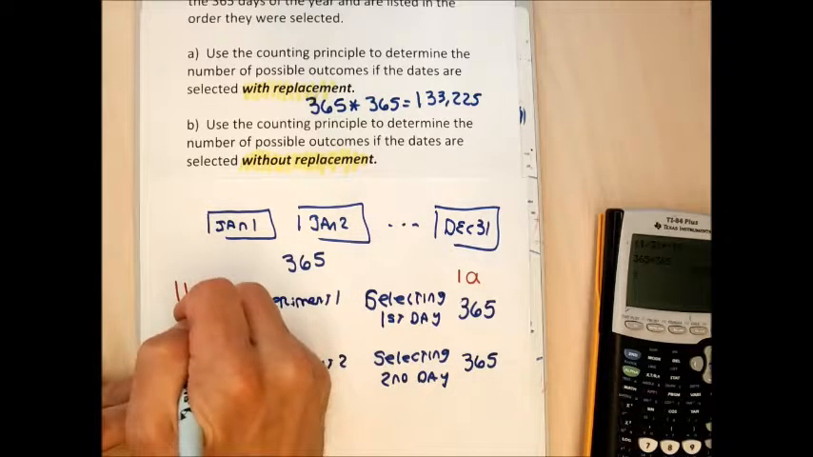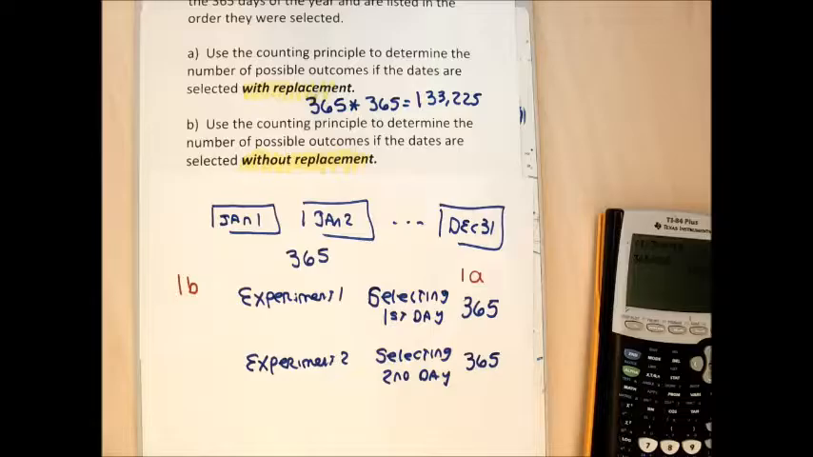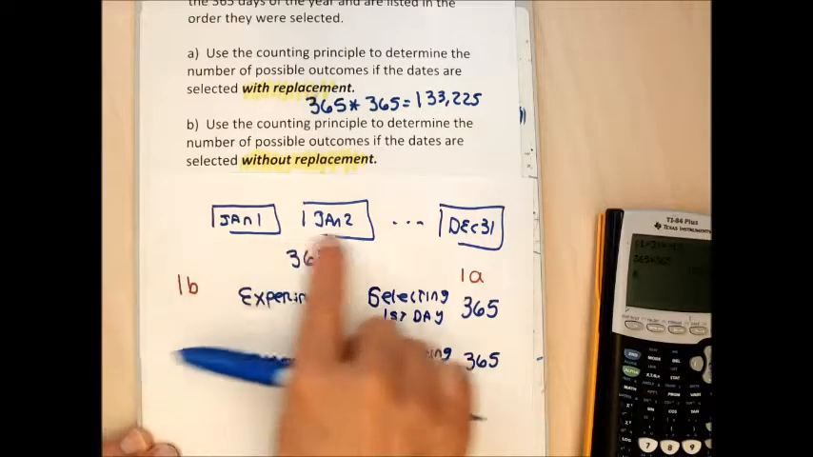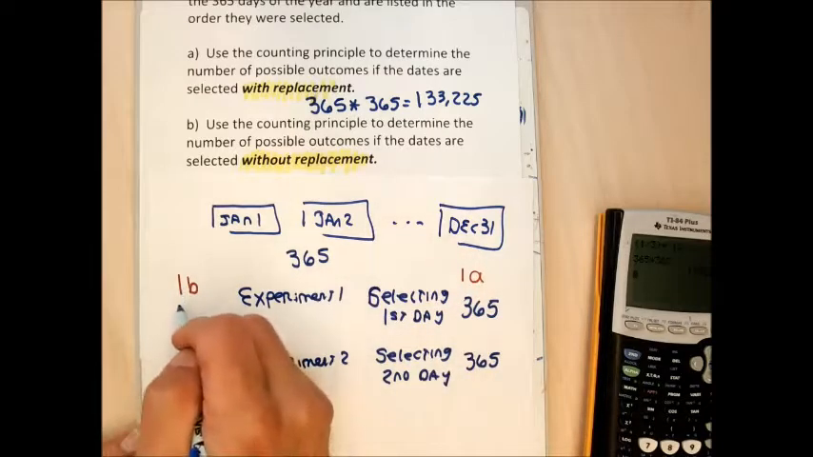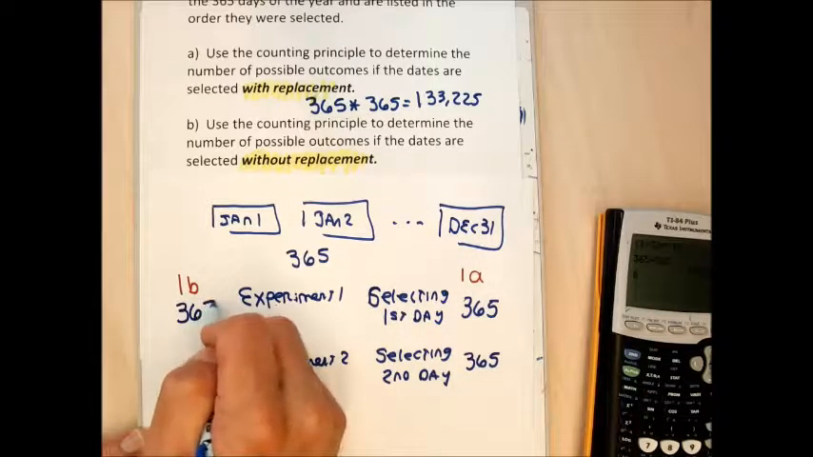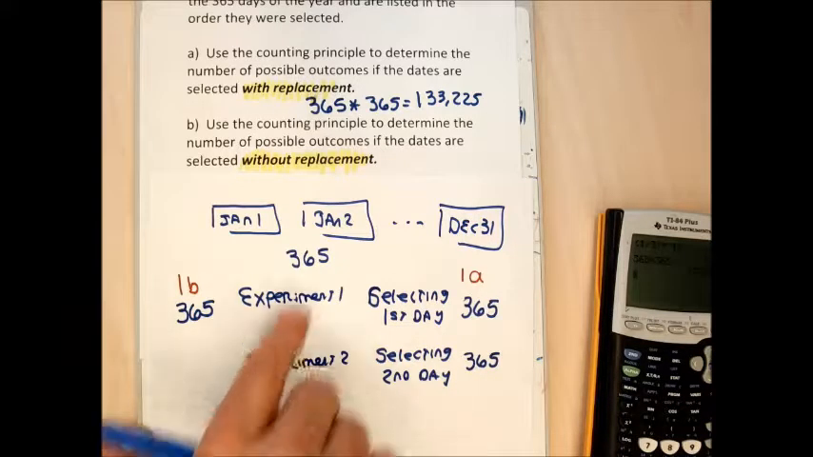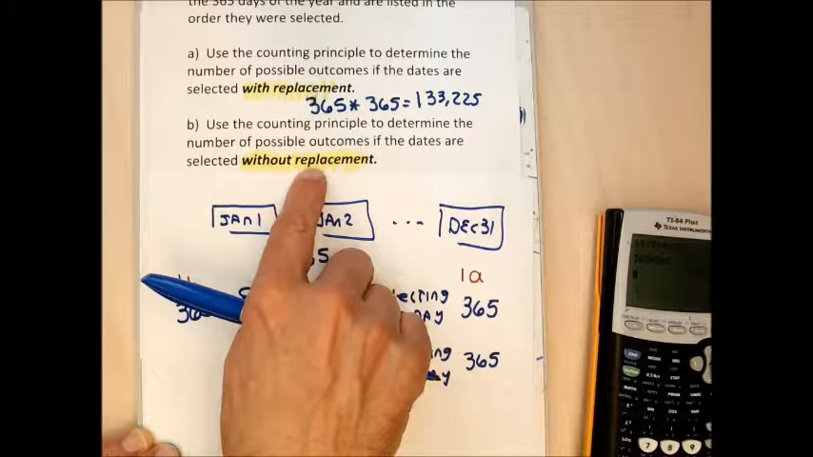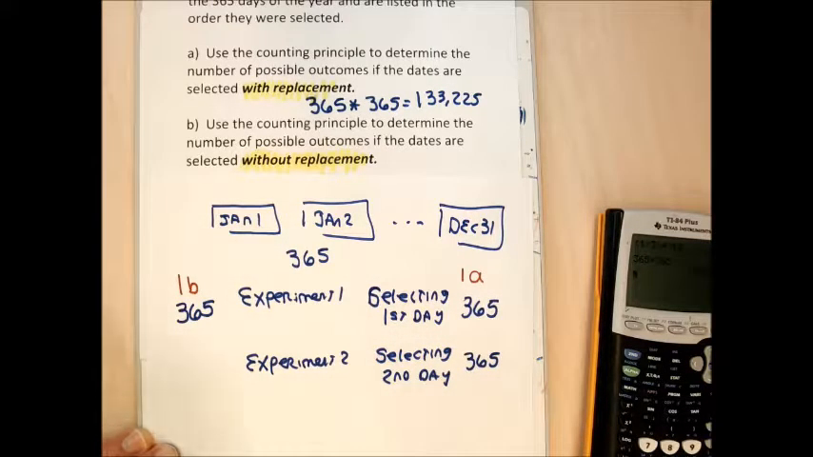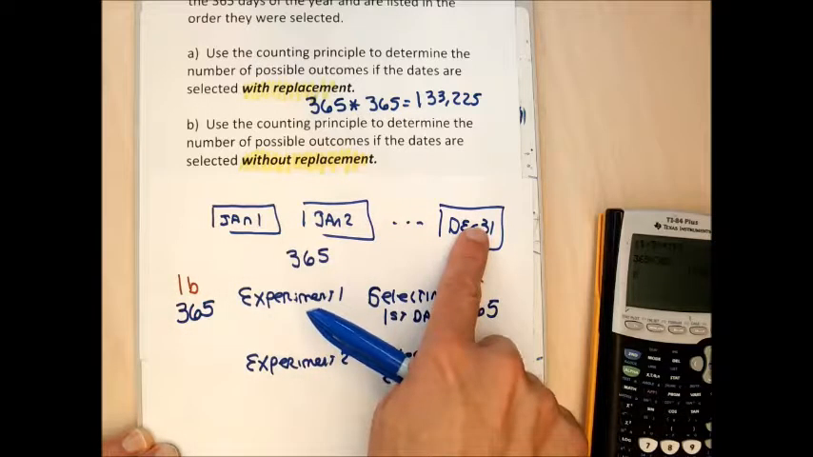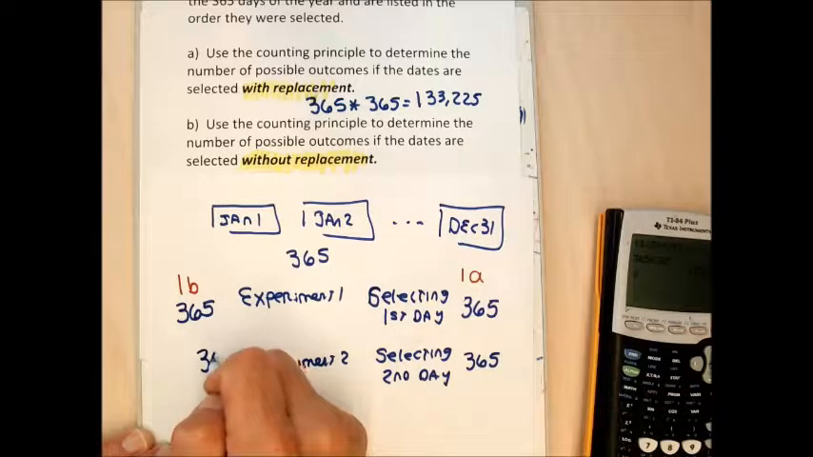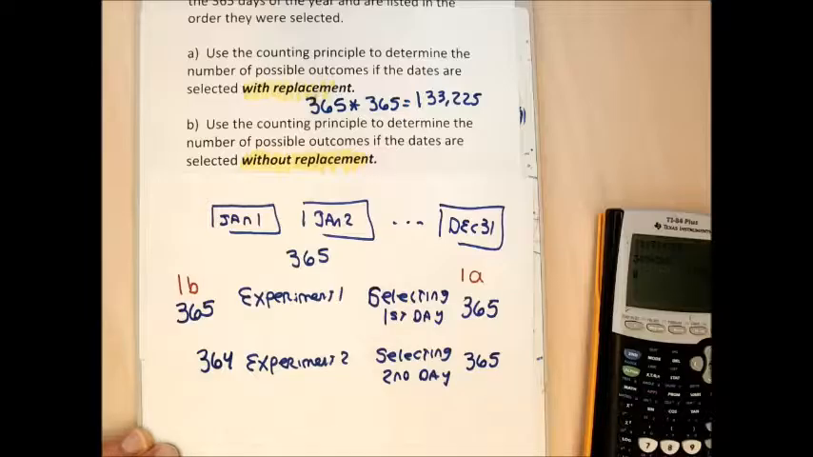Off to the side here, I'm going to get the numbers for part B. For part B, experiment 1 is selecting any one of the 365 days. There's going to be 365 possible outcomes for that experiment. When I go to do experiment 2 for part B, I'm assuming whichever date that I picked for experiment 1, I don't put it back in so I can't select it again. So there's one less slip of paper in my hat. There's only 364 possible outcomes for experiment 2.